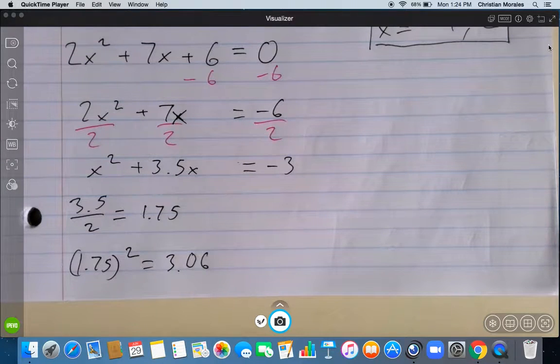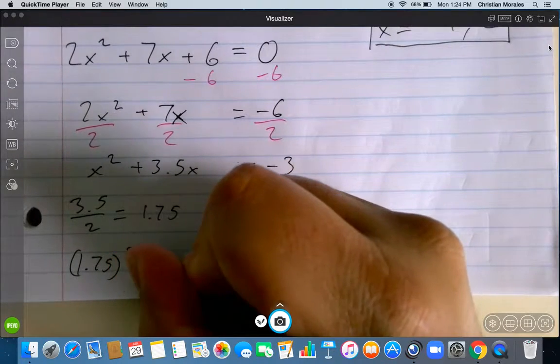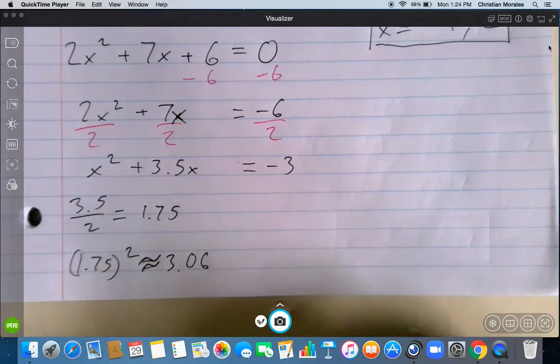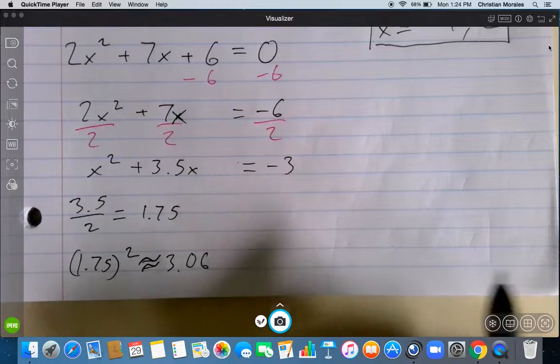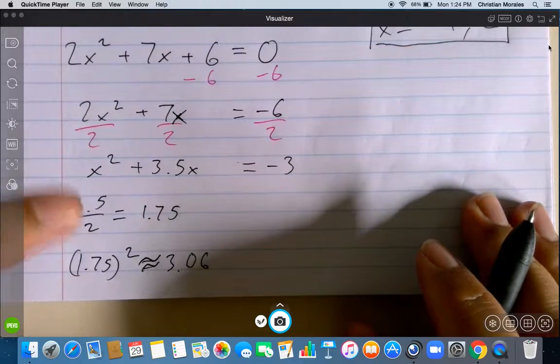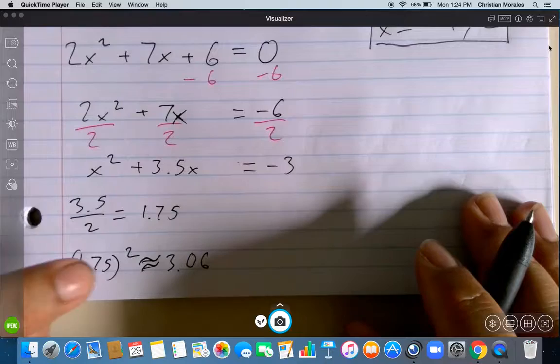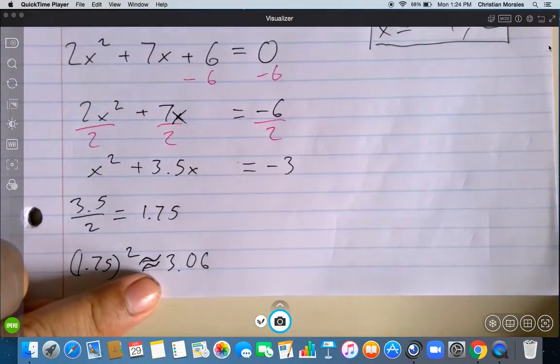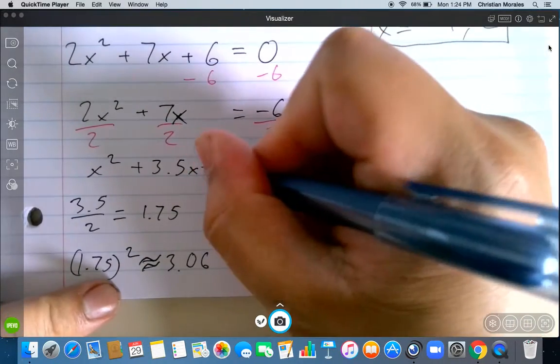Now, I'm actually rounding, so it's approximately. And once you get to decimals, guys, we're just going to stick with decimals. I'm not going to try to use all the numbers or use square roots. I'm just going to add this as my c. My c is 3.06.